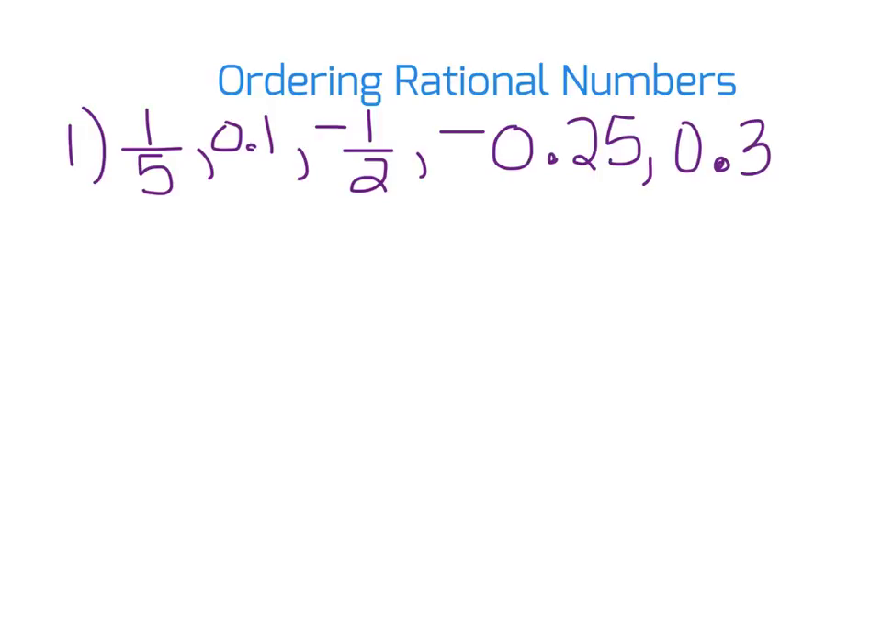Now we're going to order the rational numbers. Literally what you're doing is you're going to do this based on whether they're fractions or decimals. You need to turn them all into the same thing. That's just exactly how I do it, and I always have.